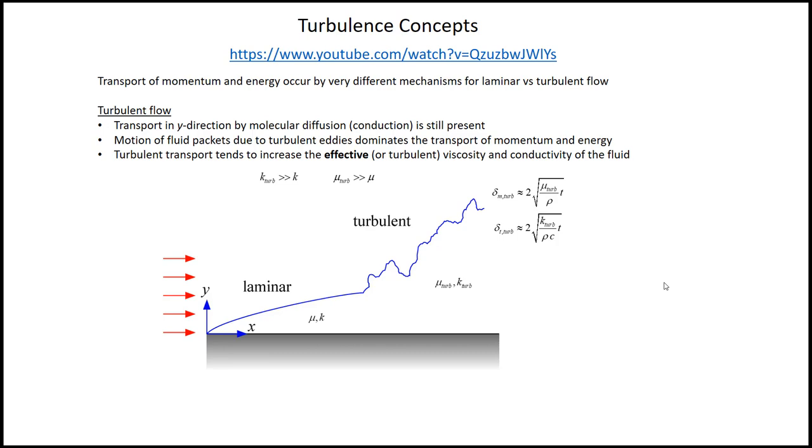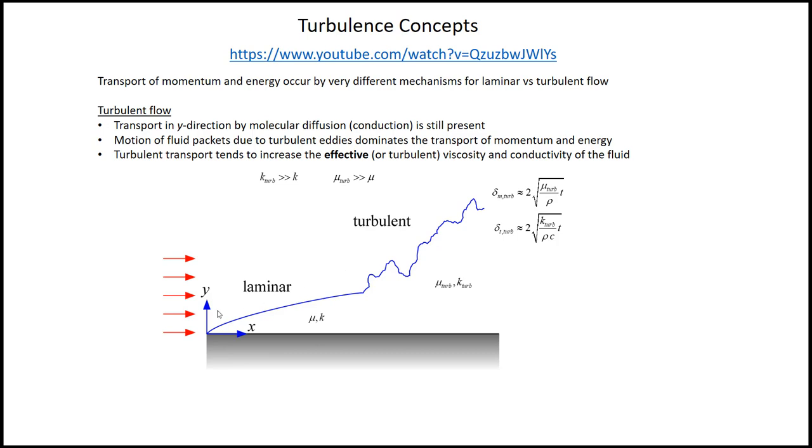Because not only do you have molecules bouncing into one another, which would give you the molecular properties, but now you actually have big packets of fluid moving around, and that's giving you turbulent viscosity and conductivity. So this turbulent viscosity and conductivity, so here if you see turbulent conductivity, it's going to be a lot bigger than the molecular conductivity. And by a lot, I don't just mean like a couple orders of magnitude. I mean many orders of magnitude bigger. And the same thing here for viscosity. The turbulent viscosity will be many orders of magnitude bigger than the molecular viscosity.